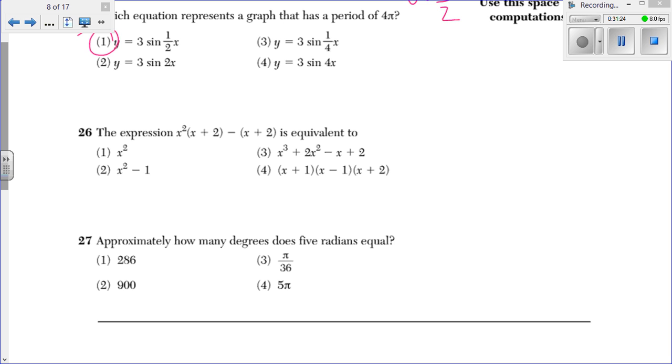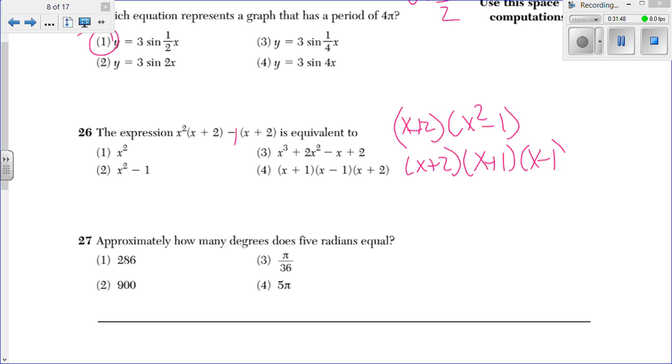26. The expression is equivalent to. We always want to keep factoring to see if we can go that way, because that's usually the easier route. And they have a GCF of x plus 2, so let's pull out the x plus 2. And I'm left with x squared minus, there's no number in front of there, so it's 1. So I have x plus 2, and then x plus 1, x minus 1. And that is choice 4.